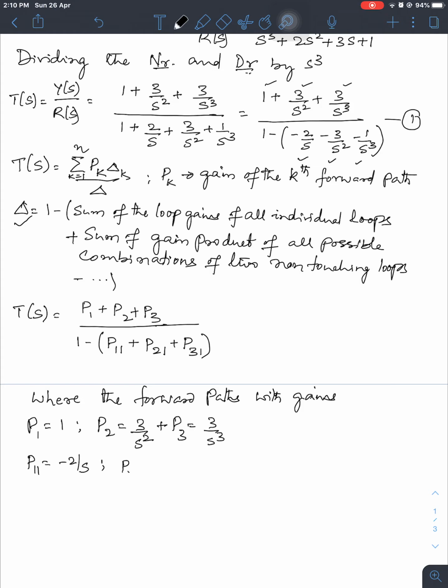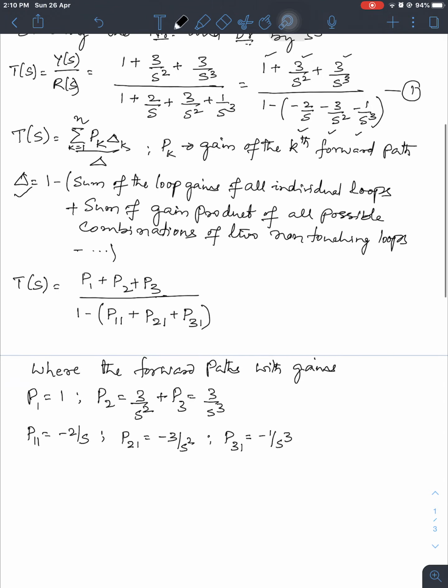There is a second individual loop, we will write it as P21, whose gain is written as 3 by S square with a negative sign. P31, that is a third possible combination of an individual loop whose gain is 1 by S cube. So we have going in the reverse direction.